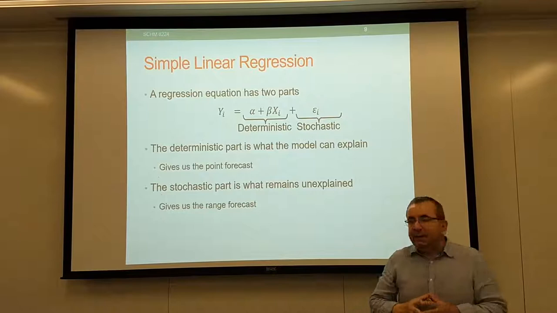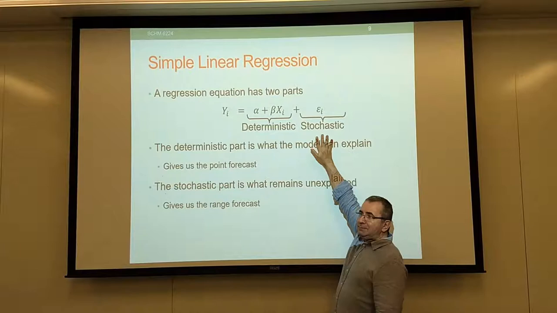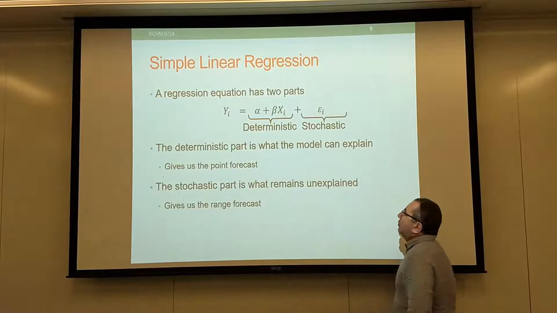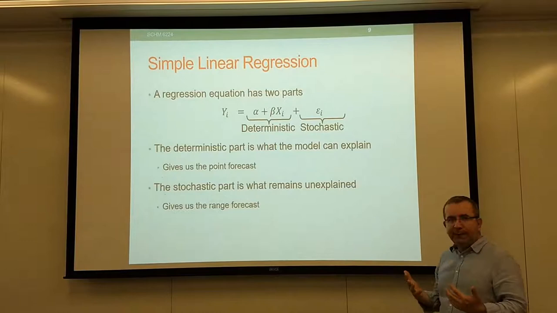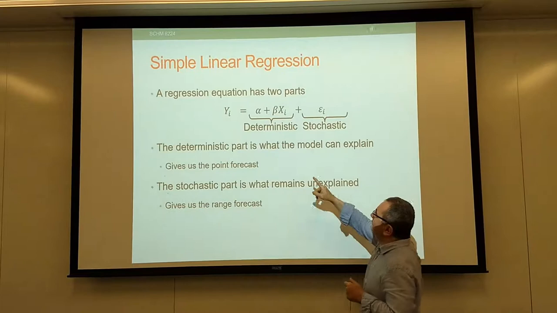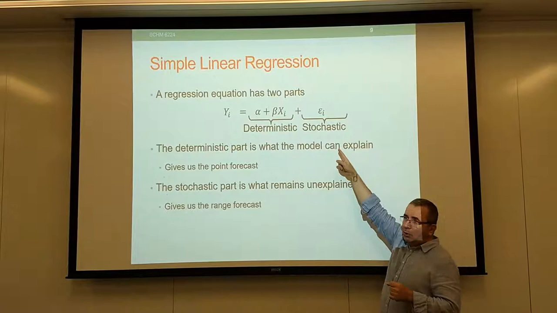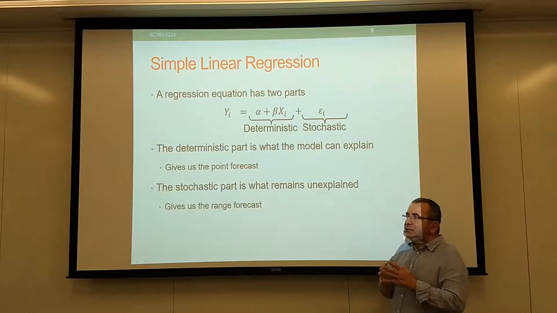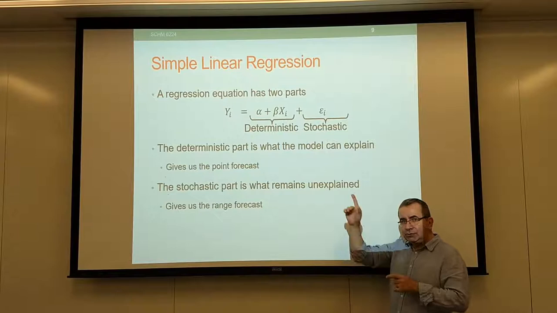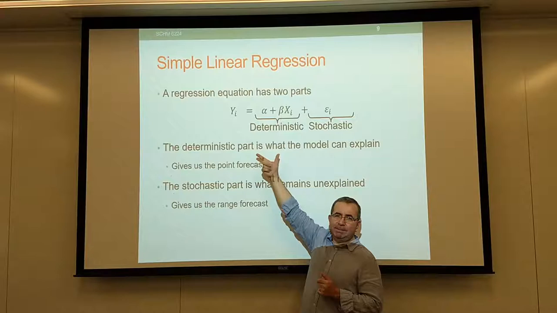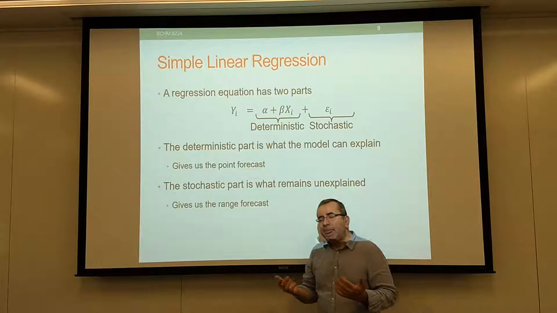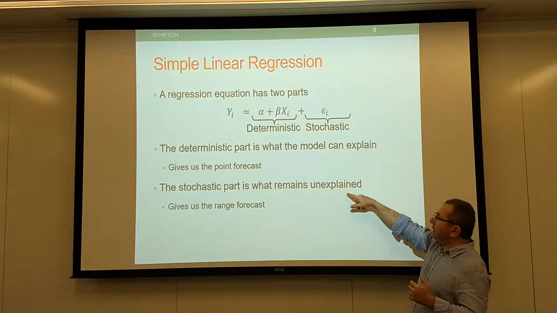As I said, when we look at the averages, the average for epsilon is zero, so it goes away. So the regression model has two parts. The first part is the deterministic part. Deterministic means non-random. And then it has a stochastic part. Stochastic means random. So if we want a point forecast using the regression model, we use the deterministic part. That gives us a point forecast. However, if we want a range forecast, we need to use the stochastic part.